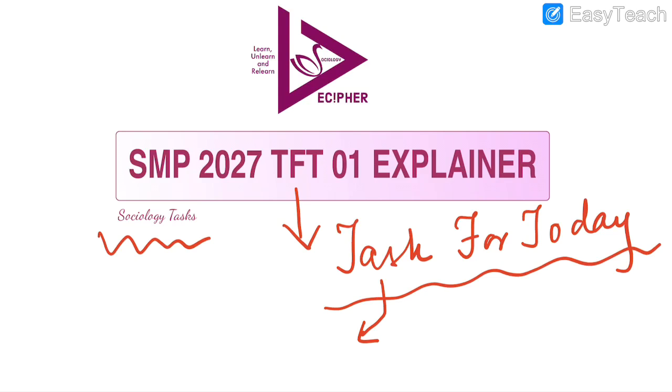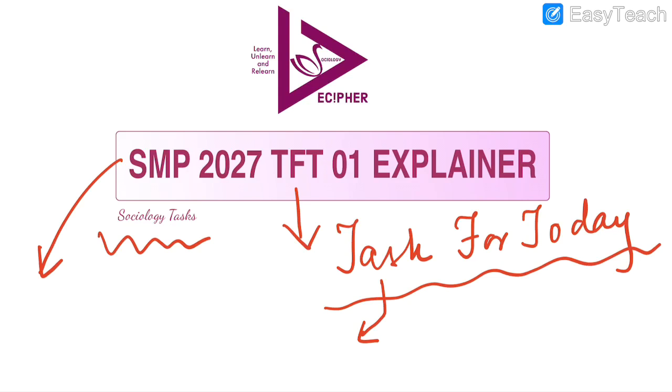So when you know that yes, I have this task that I need to perform today, then you add it to your to-do list and then you try to attempt the task, complete the task, and in this way, one task at a time, you complete your sociology syllabus, right? This is a part of the mentorship program targeting 2027, and today we are discussing the first TFT or task for today.